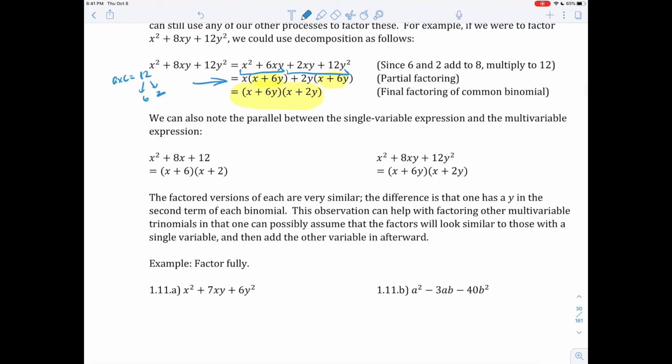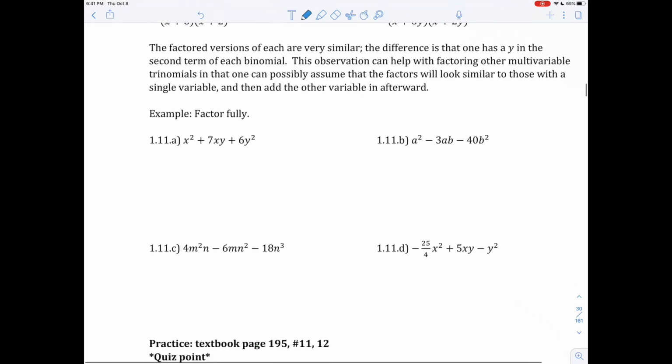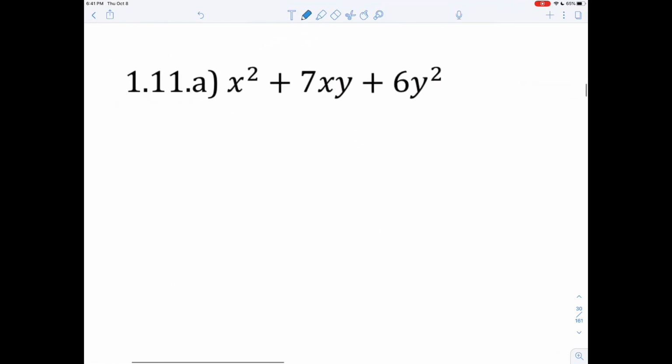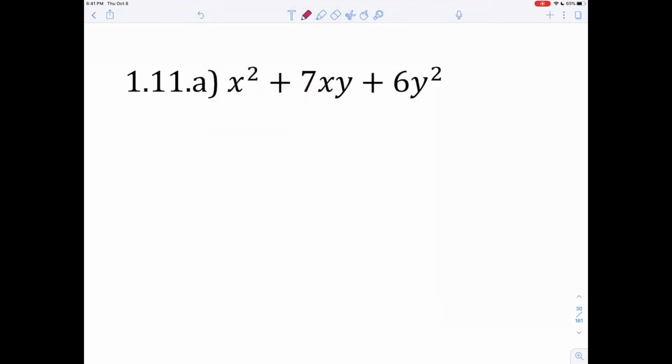So we're going to factor a few of these. We encourage you to give them a try, see what you can do, and then compare them to our answers. All right, I'm going to do this first one through decomp here.